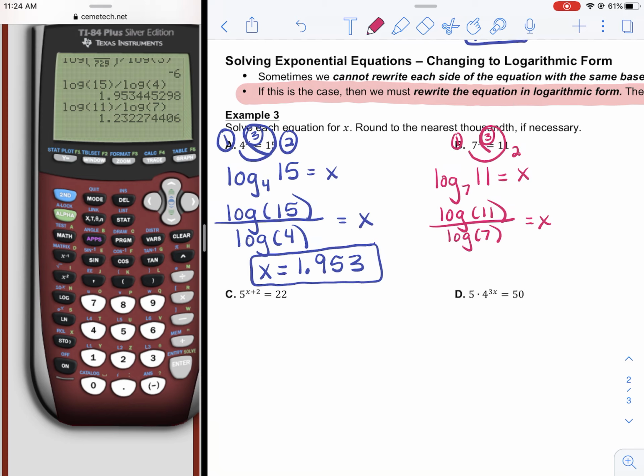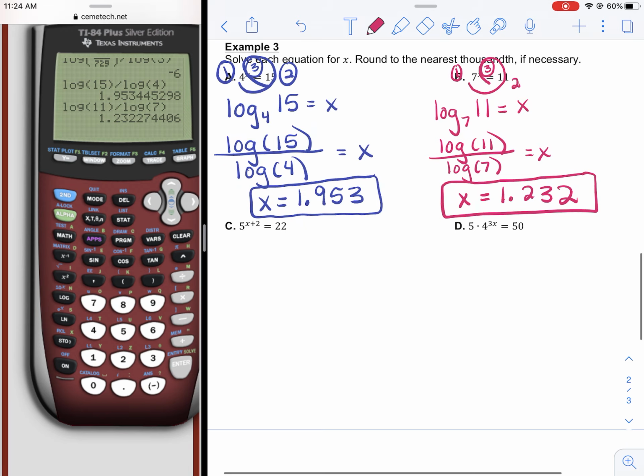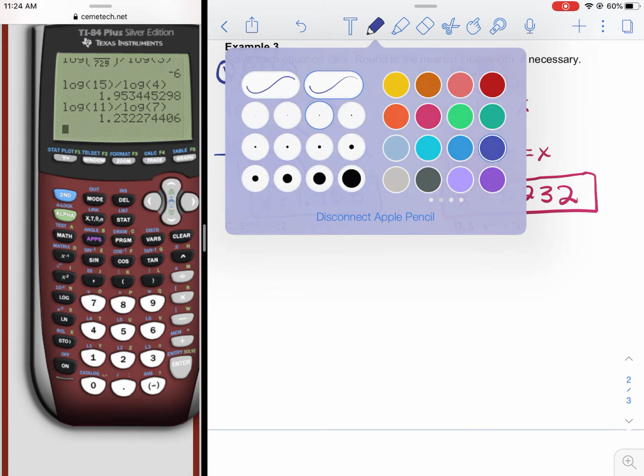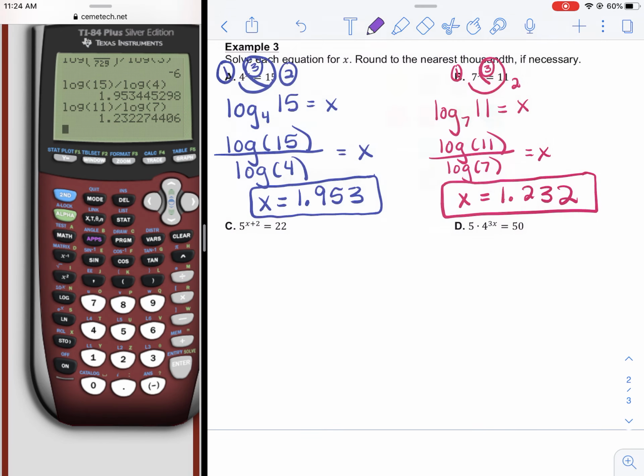And x equals 1.232. Okay? All right, let's bump it up one more notch of difficulty.